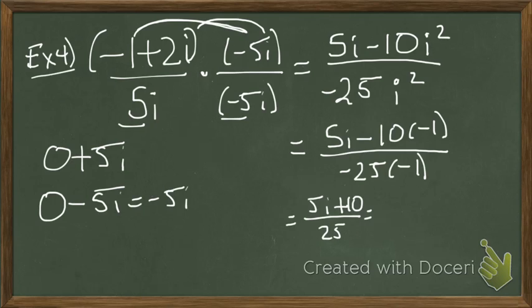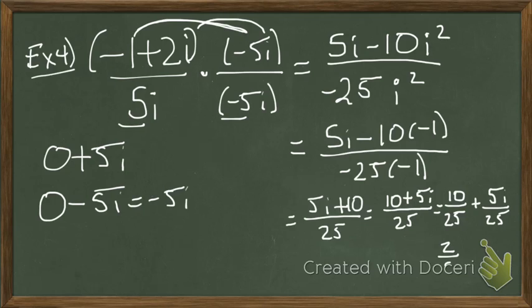Now watch what we got to do here. I'm going to rewrite the numerator as 10 plus 5i. Remember, the real part comes first, then the imaginary, over 25. And then don't forget, you have to divide each term of the numerator by the denominator so we have it in standard form. And I can reduce these fractions in this case. 10 over 25 I think reduces to 2/5. And then 5 out of 25 is just 1/5 i.